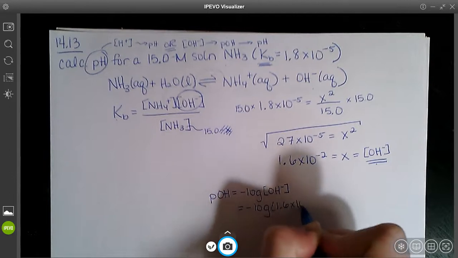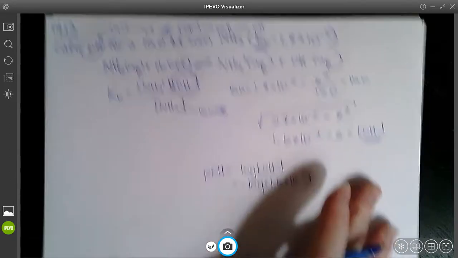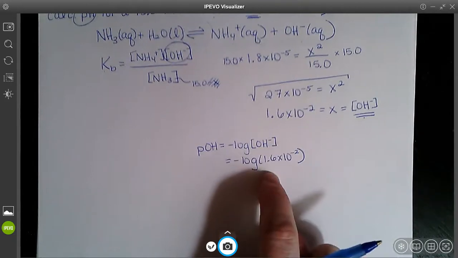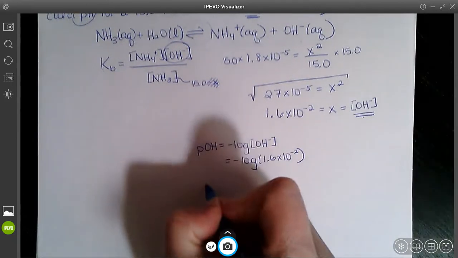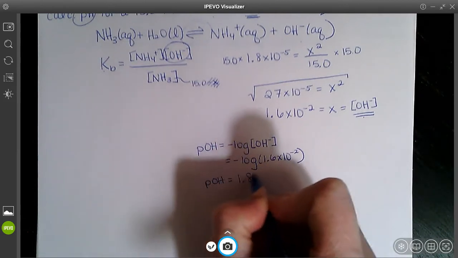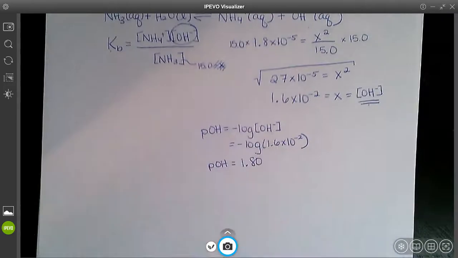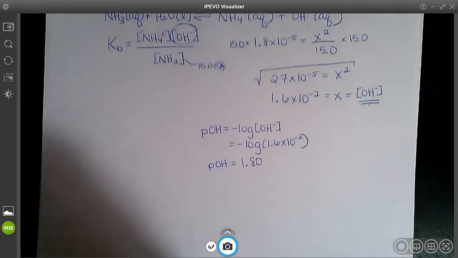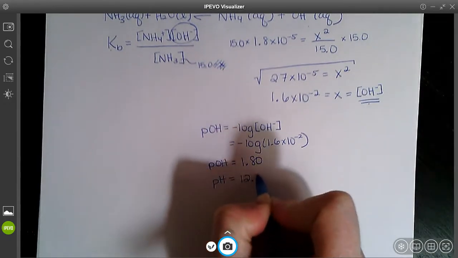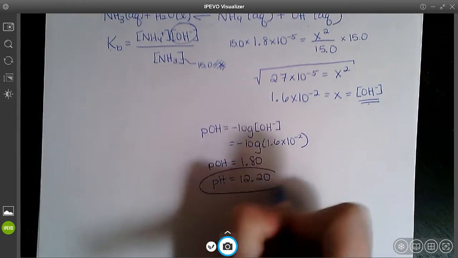1.6 times 10 to the negative 2. Same rules apply. Look at that. It's going to be 1 point something with 2 digits after. So the pOH in this is 1.80. Whatever the pH is, it has to add to 1.80 to get to 14. So the pH is 12.2, and then we need 2 decimals, sorry, for the sig figs.